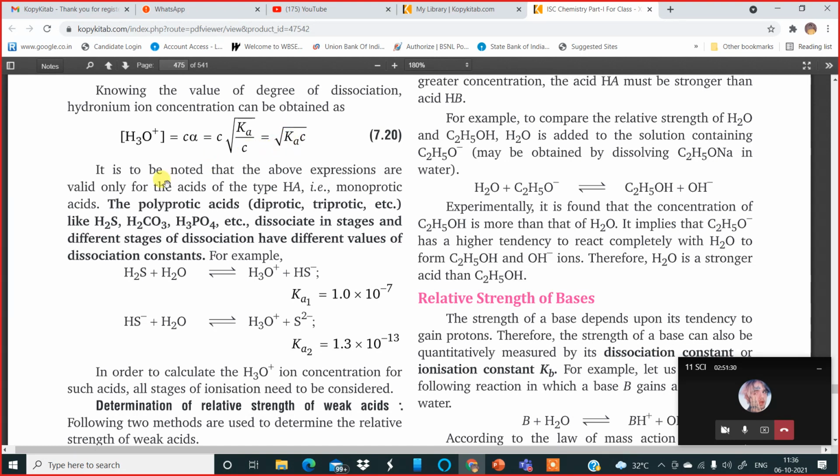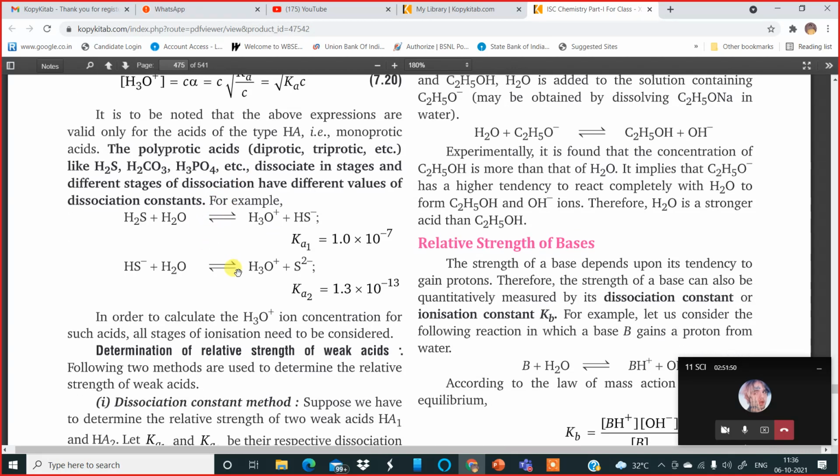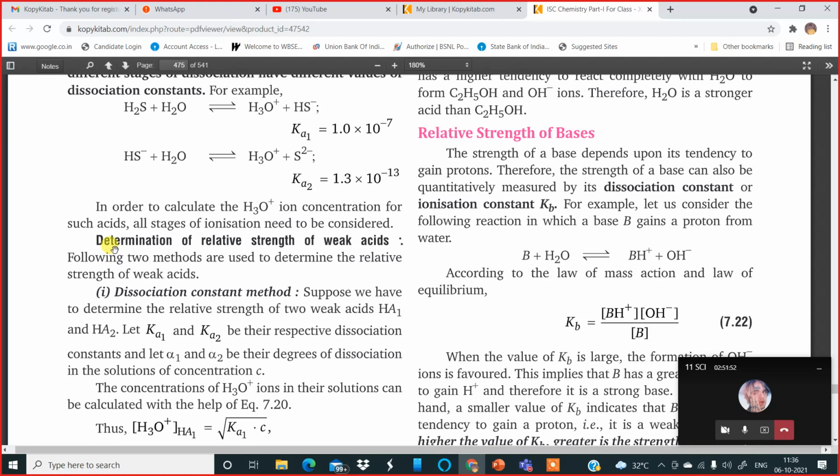Okay, so here remember that if there is an acid which is producing two hydronium ions, it is called diprotic, otherwise three means triprotic. So all the stages are important over here in order to calculate the degree of dissociation or concentration of the hydronium ion. Now the next part is determination of relative strength of weak acids. Following two methods are used to determine the relative strength of weak acids.